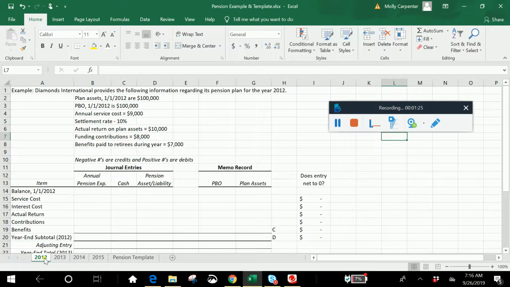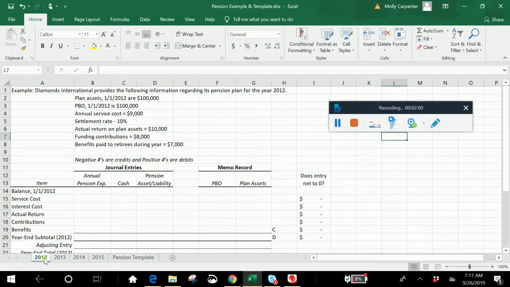So the 3 columns under journal entries relate to activity that is actually going to be recorded in the financial statements of the company which is providing the pension plan. So we've got our annual pension expense, that's going to be our P&L expense. We've got cash, and then we've got the pension asset liability. So this is going to be the net pension asset liability that has to be recorded on the financial statements.